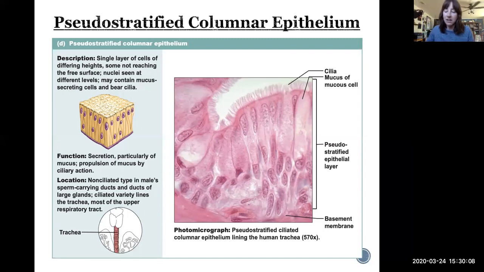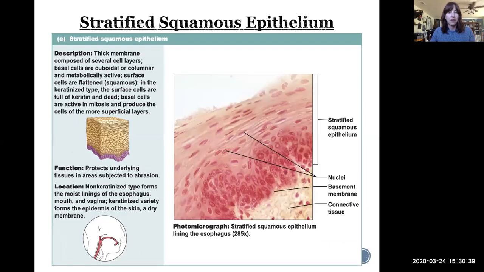We're finally going to get to stratified epithelia now, okay? Are we good on simple epithelium? Squamous, cuboidal, columnar. Pseudostratified is like between simple and stratified. So we're going to now transition into the stratified versions, starting back at squamous.